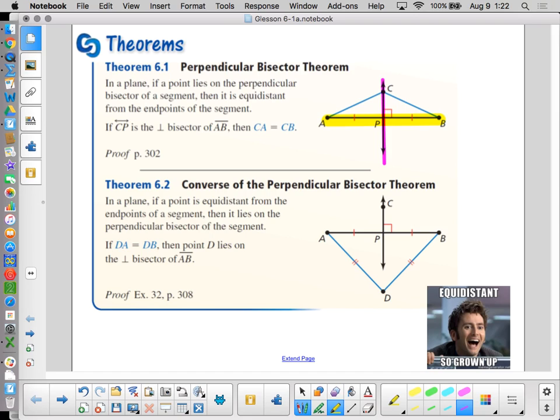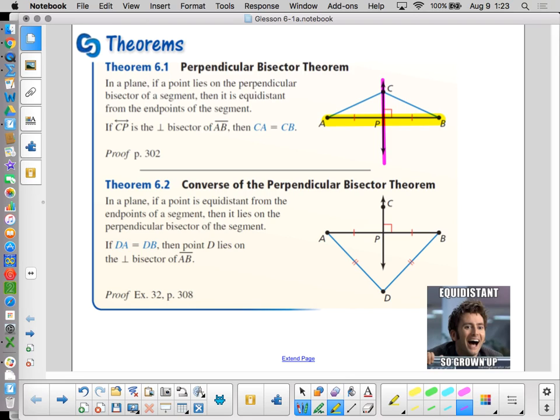So big word, equidistant. So any point C, anywhere on that purple highlighted line, no matter where I put C on the line, the distance C to B and C to A, those two distances are congruent. In other words, it's forming an isosceles triangle. ACB is an isosceles triangle for any point on there. AC is always congruent to CB.